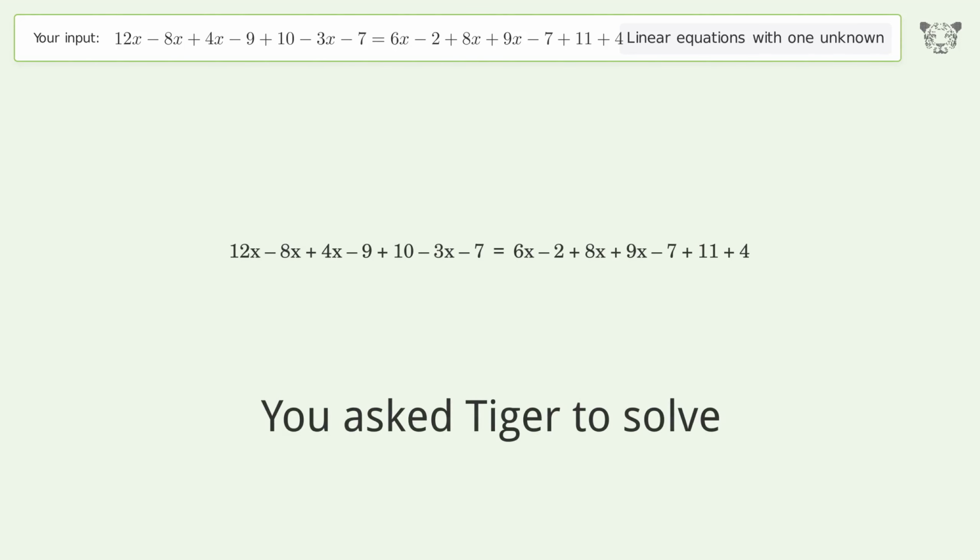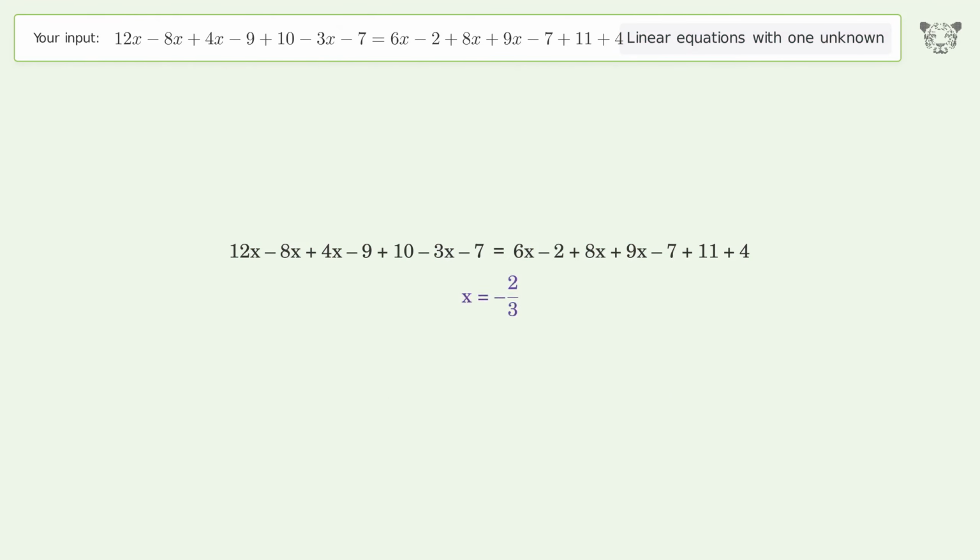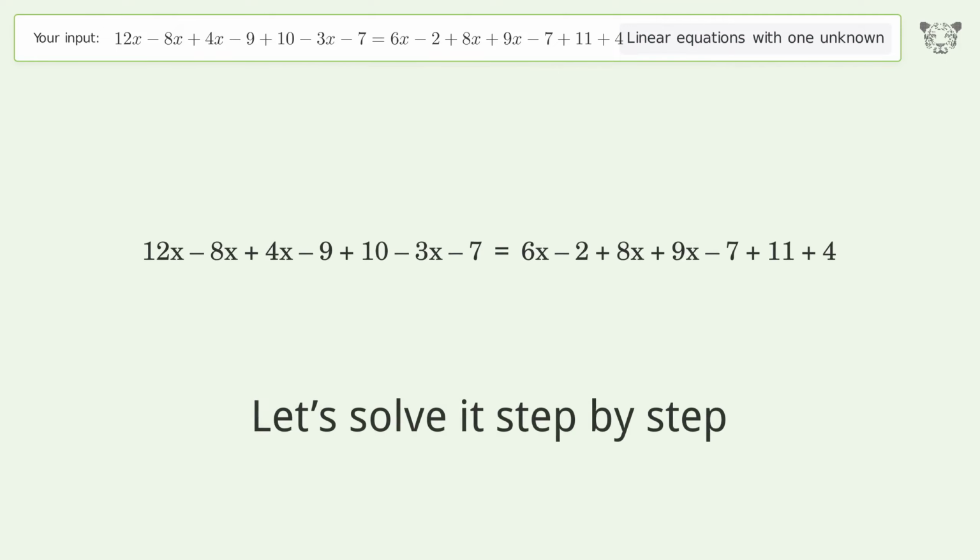You ask Tiger to solve. This deals with linear equations with one unknown. The final result is x equals -2/3. Let's solve it step by step.